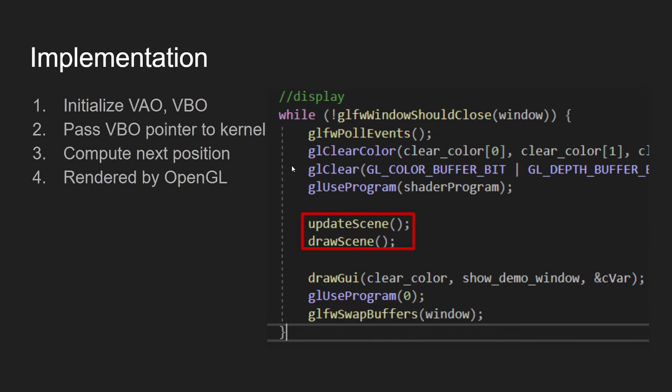So how did I implement everything? First, I initialize the VBO. The VBO holds the information of all the particles, and then I pass the pointer of the VBO to the kernel. The kernel right here works very similarly to the compute shaders in OpenGL. It's computing using the mass spring model. It's computing everything, the force, the Verlet, the RK4, and it computes the position of the next frame and writes it back to the VBO, and then OpenGL takes the VBO over and puts it on screen.